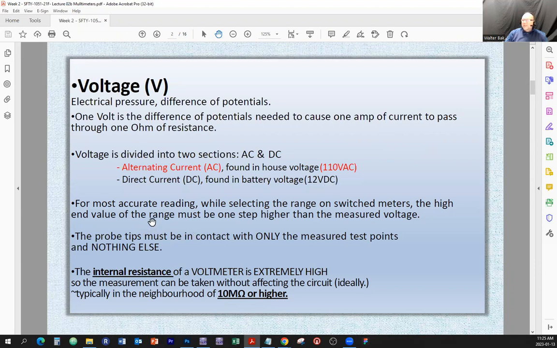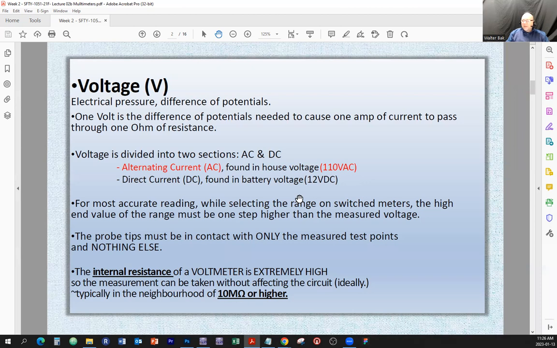The probe tips must be in contact with only the measured test points and nothing else. Make sure that you don't touch the metal part of the probes with your fingers. If it's a small voltage, like 5 volts or whatnot, then nothing is going to happen to you. But you might not get an accurate reading because your body also has a certain resistance and you're putting that resistance in the circuit with it, right?